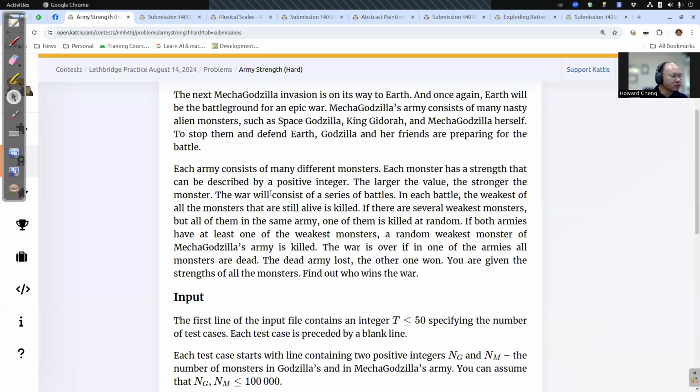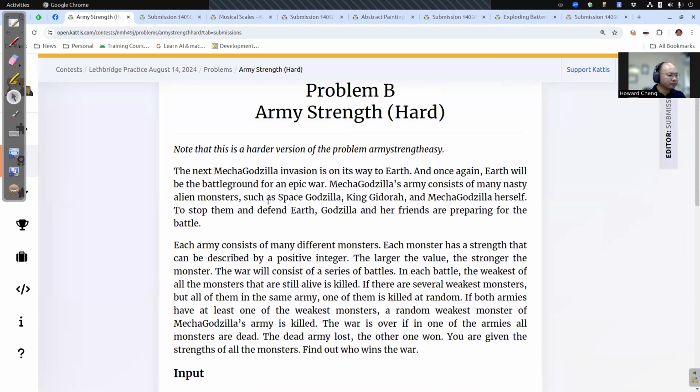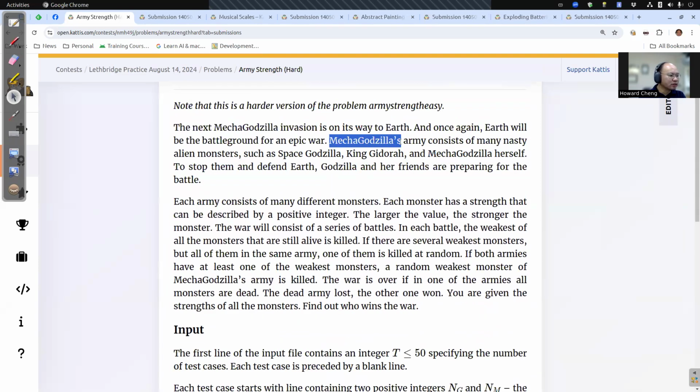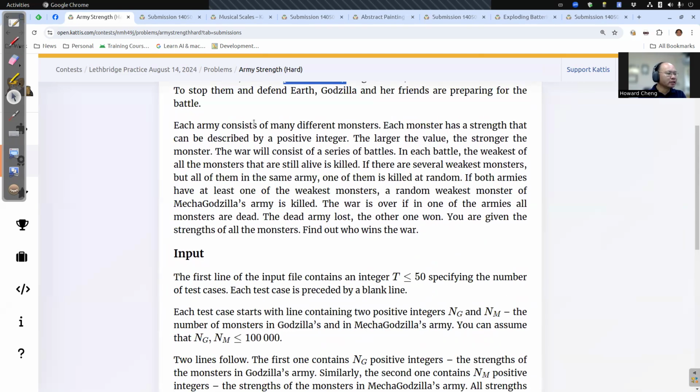Next problem, army strength. You have two armies. One is called Mecha Godzilla, and the other one is called Space Godzilla. So basically, Army One and Army Two, and they fight in different rounds. Each round, all the monsters in the armies are represented by a number. Big number means strong. Small number means weak.